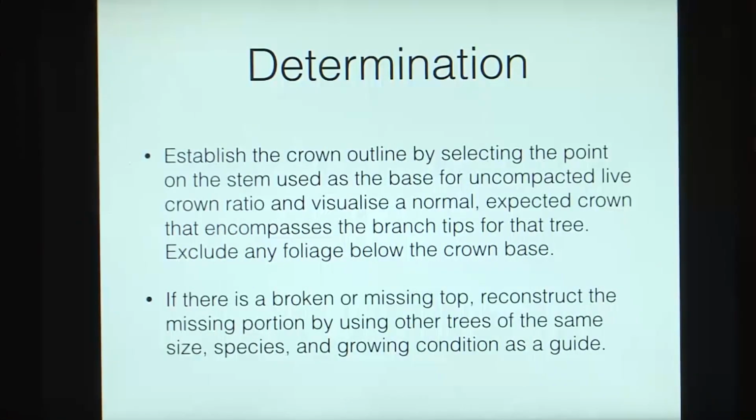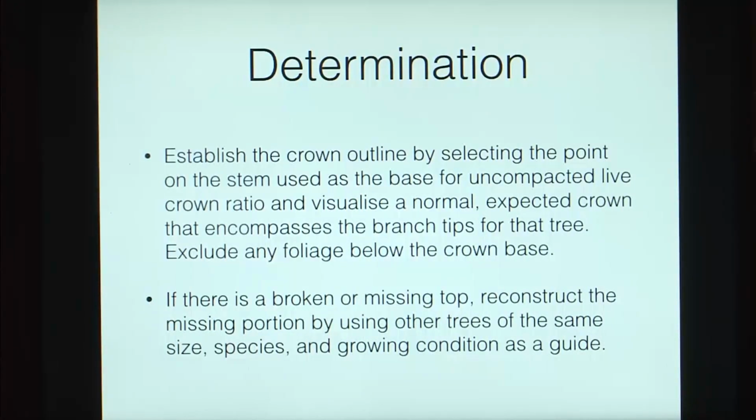So, how do we determine crown density? First, we begin by establishing the crown outline by selecting the point on the stem used as the base for uncompacted live crown ratio and visualize a normal expected crown that encompasses the branch tips for that tree, and we do not include any foliage that comes below the crown base. So, the first thing is we figure out the base that was computed as in the case of the uncompacted live crown, and once we have done that we visualize a normal expected crown. This crown might not be present as is clear in the second point.